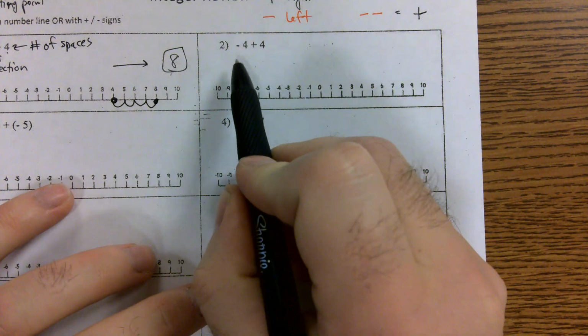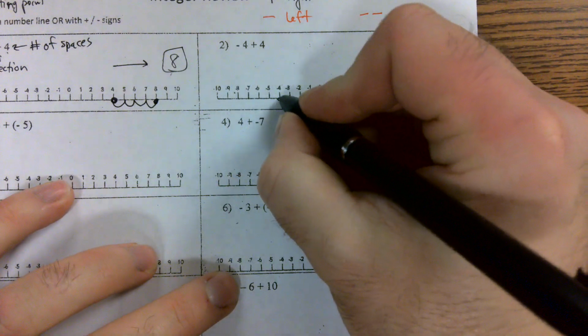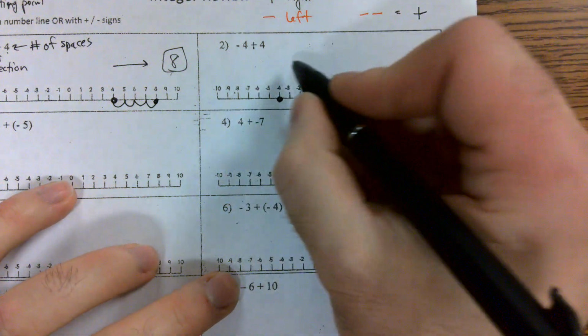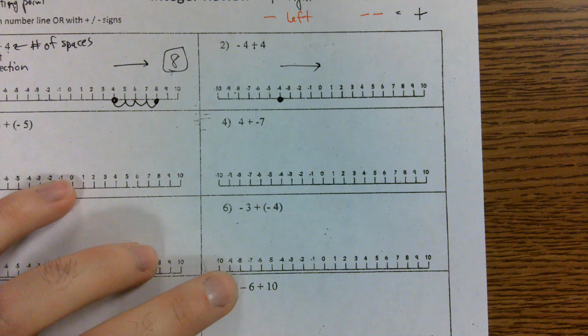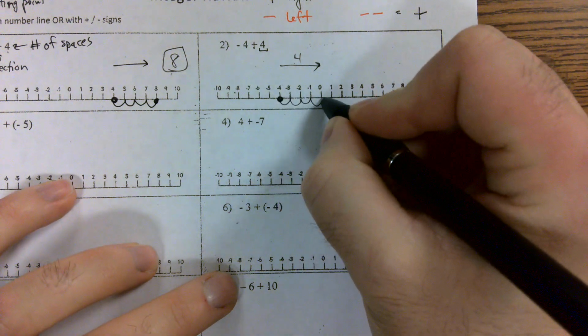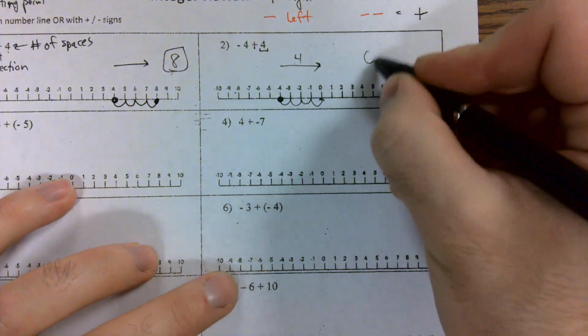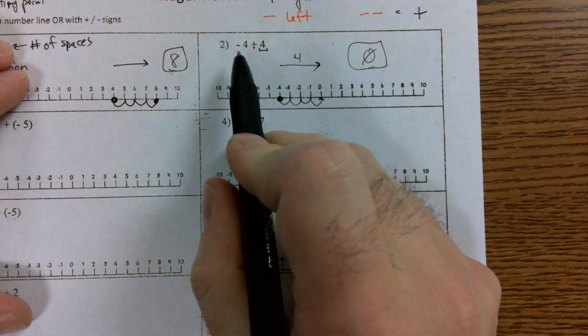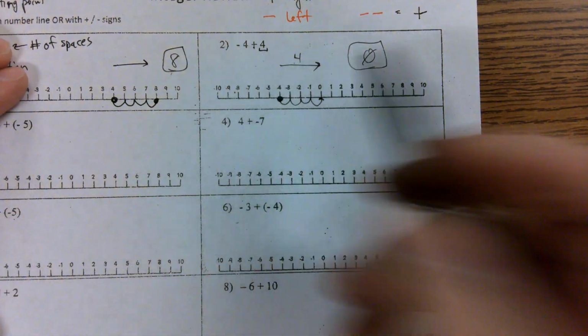Number 2, my starting point is at negative 4. So I'm going to start right here. I'm adding, so I'm going to go again to the right. How many spaces this time? 4 spaces to the right. 4 to the right. 1, 2, 3, 4. Boom. I end right there at 0. So negative 4 plus 4 gives me 0.